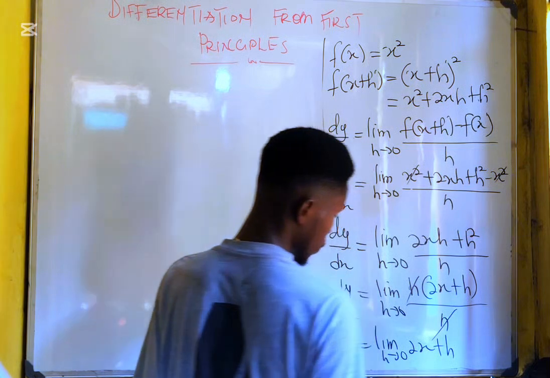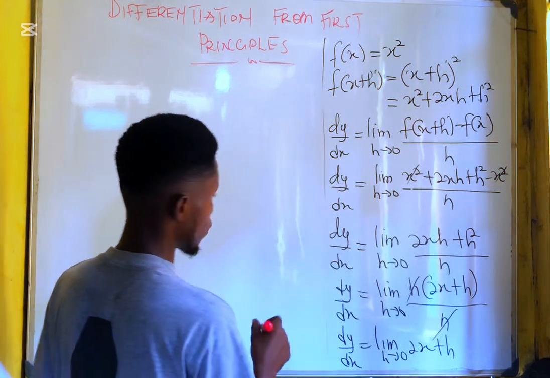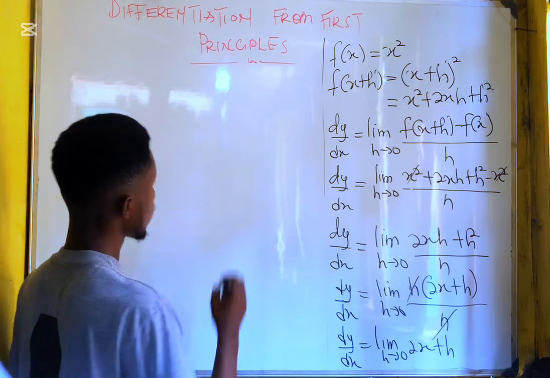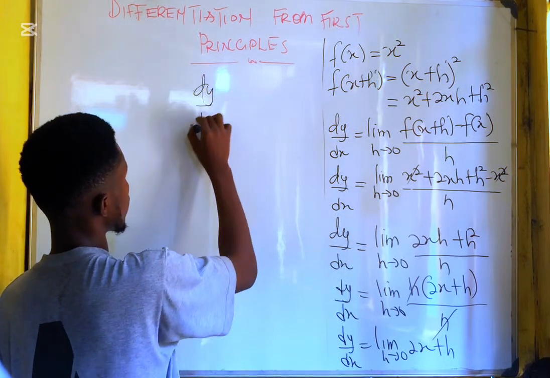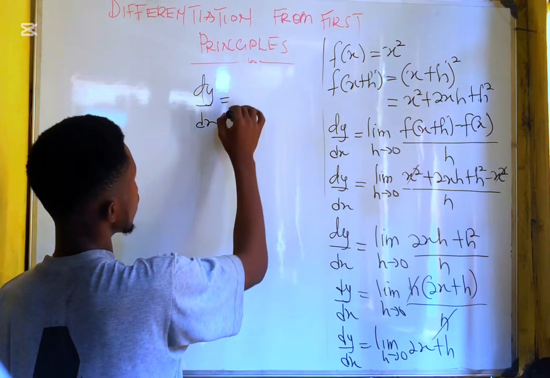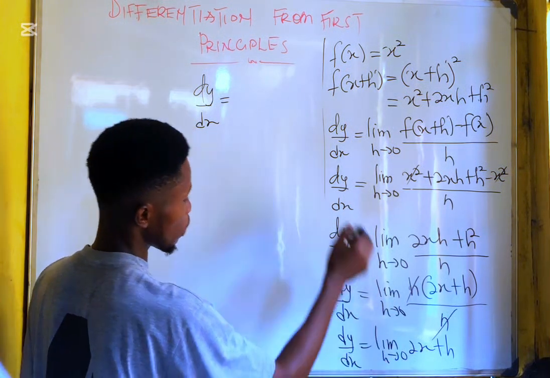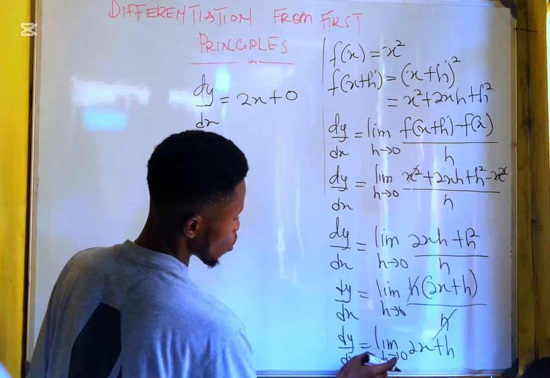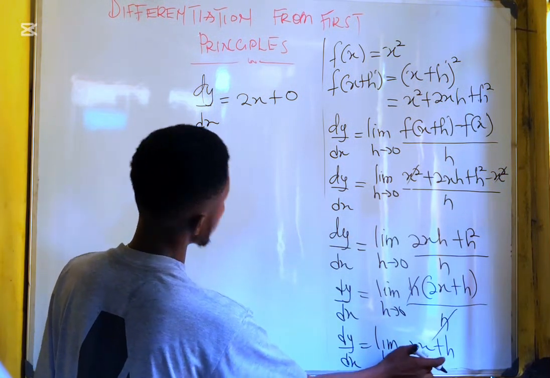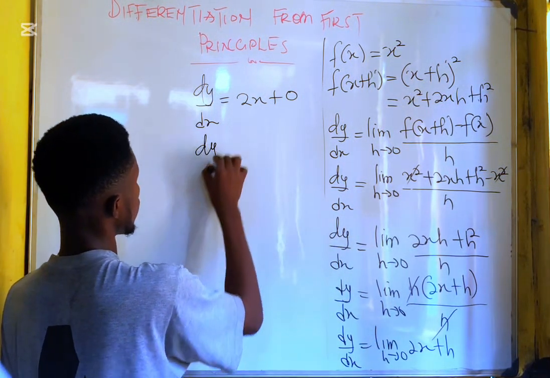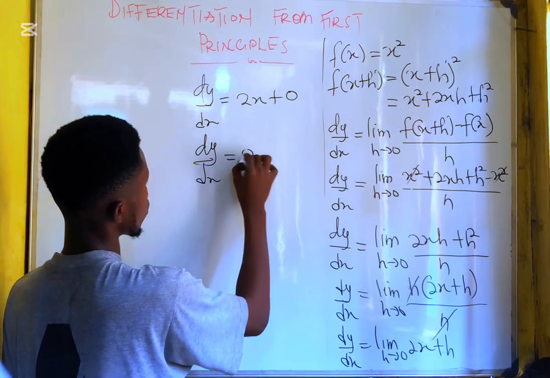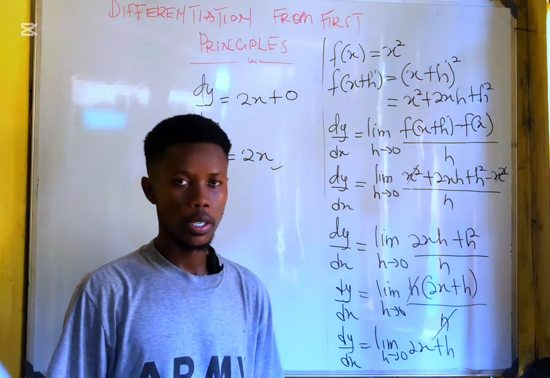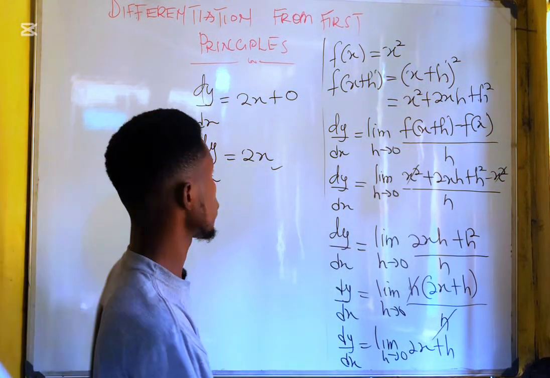So this one, I'm now going to have dy/dx equals, now when you start the substitution, don't bring the limit again. So I have 2x plus 0. Wherever I see h, I put 0 because they say h is approaching 0. So we treat the whole of this as constant. So dy/dx equals what? 2x. So the answer to that question is 2x. Is that okay? Now let's look at the second example.